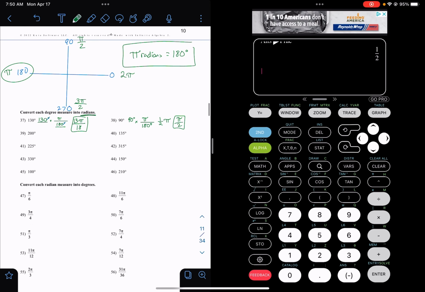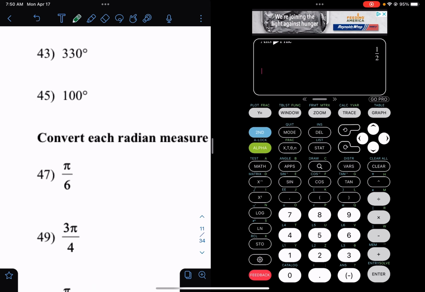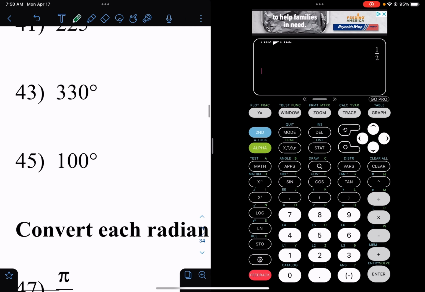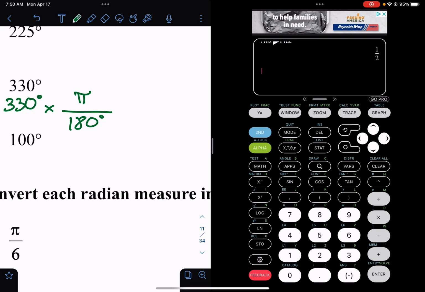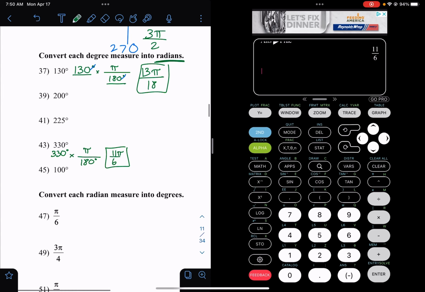All right, let's try one more. Let's do number 43. If we have 330 degrees, we've got 180 on the bottom, pi on top. We're going to do 330 divided by 180. Math enter, and we get 11 over 6 pi. All right, and that would be our radians.